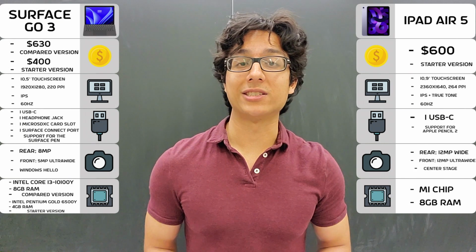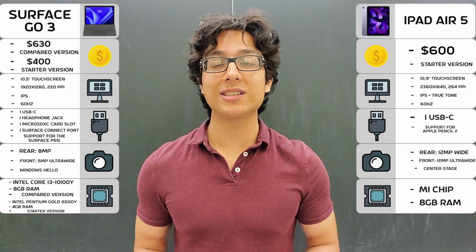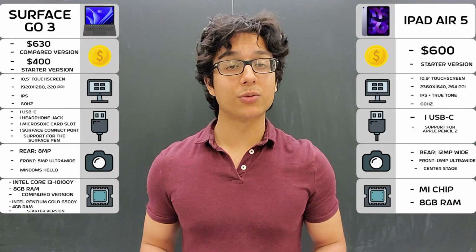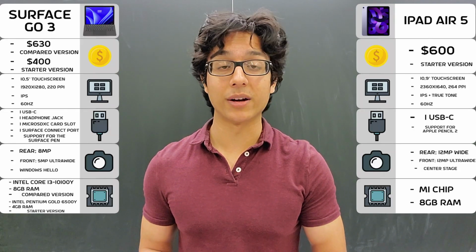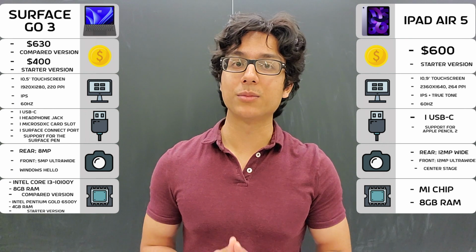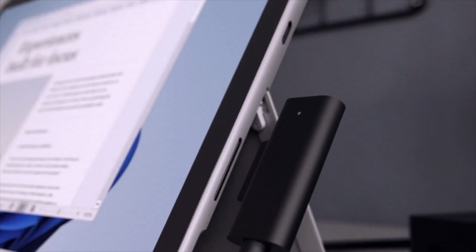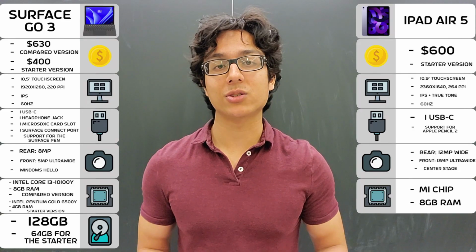Now, as with many devices, I am always frustrated with storage because it is rarely adequate. And both of these are not great. The Surface Go 3 starter version comes with 64 gigabytes, but this version comes with 128. So it's not great, in layman's terms. But it does come with a micro SD card slot, so you can add storage if you need it.